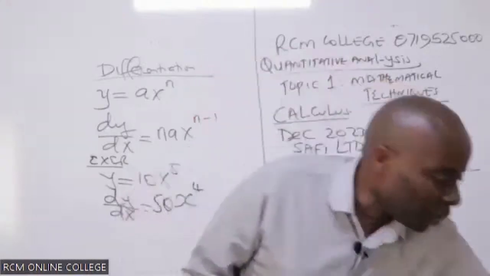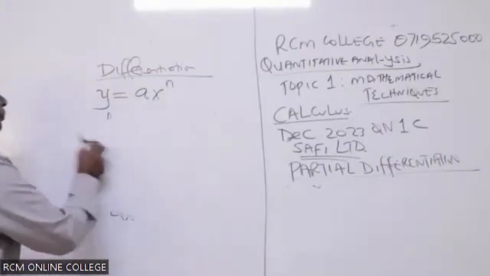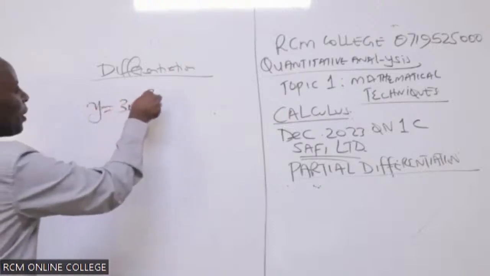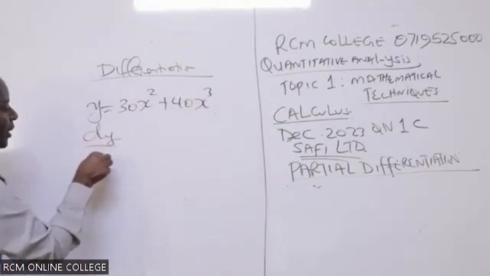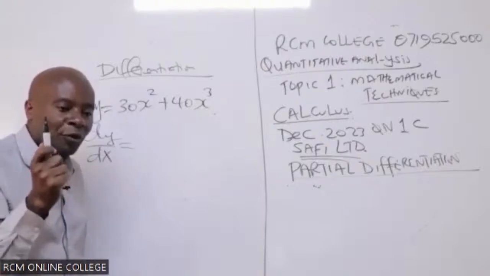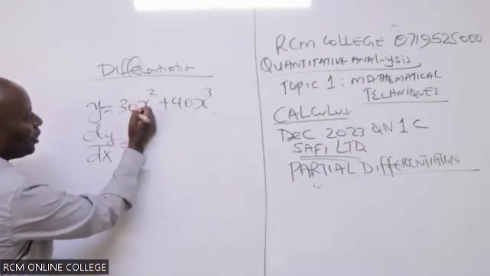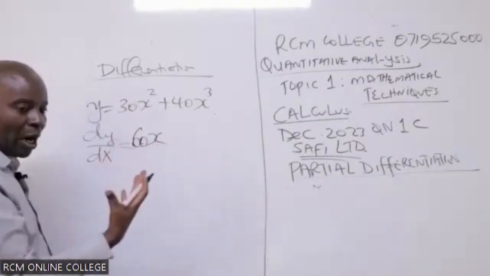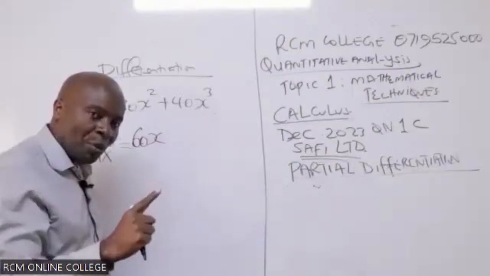Now, ladies and gentlemen, please listen to me very well. What if you are given something like this? y equals 30x raised to power 2 plus 40x raised to power 3. Can somebody try differentiating this for us? It doesn't matter how many terms you have. We're going to differentiate one term at a time. The n comes down, it knocks on this 30, so it gives us 60, x raised to a reduced power. We simply take the old power and subtract 1.